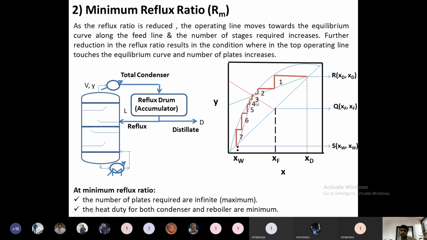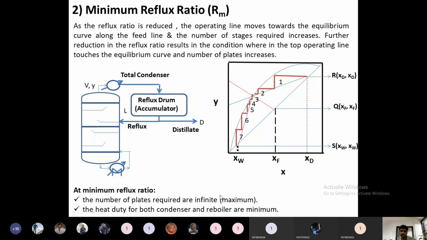The column is operated at minimum reflux ratio. It's just an example, okay? In the real example, many hundreds of plates will be required. So at minimum reflux ratio, the number of plates required is infinite or maximum. That is the maximum the column can be operated at; that much infinite plates will be required.